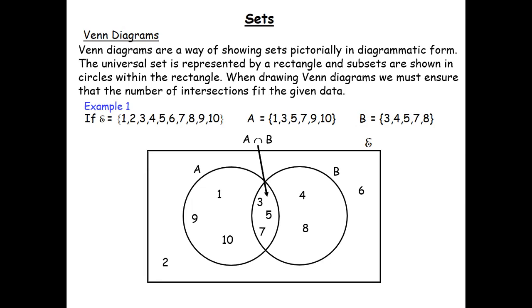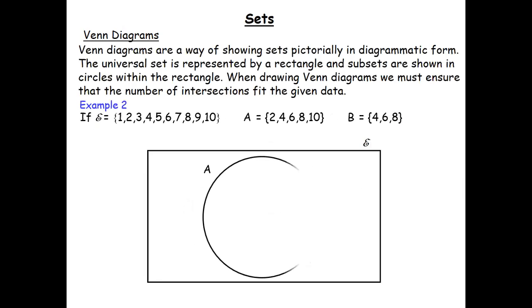So we look at a second example, example 2. Again, we can show the subsets in this way as well. The universal set again has the numbers 1, 2, 3, 4, 5, 6, 7, 8, 9, 10. Set A has the numbers 2, 4, 6, 8, 10. And set B has the elements 4, 6, and 8.